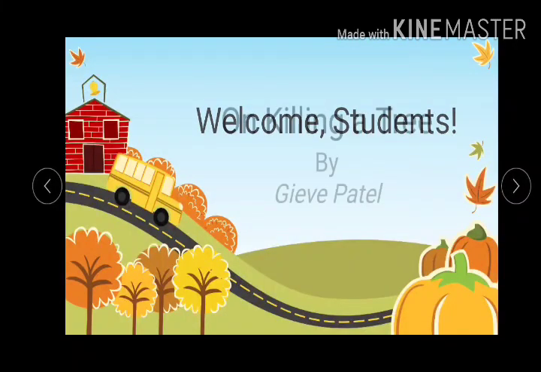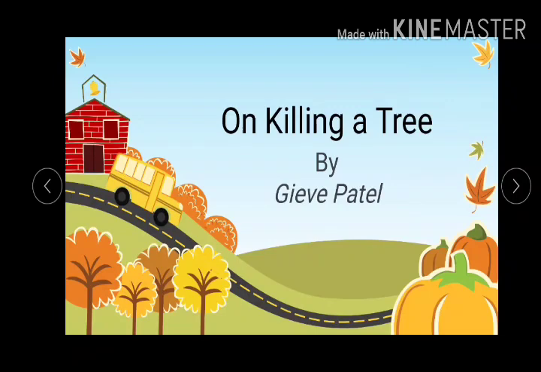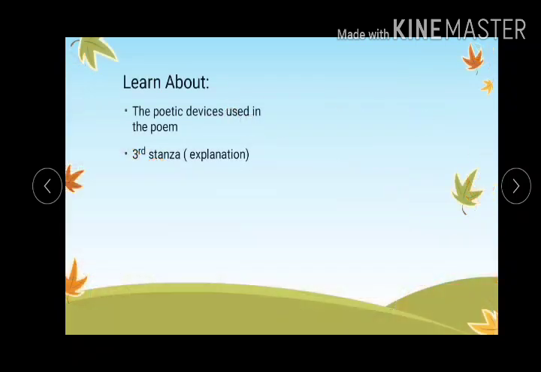Today we'll be doing the second part of On Killing a Tree by Jeev Patel. I hope that you remember that poem and you remember about Jeev Patel. So in the last class we had discussed the first and second stanza of the poem. So today I told you that we are going to learn about the poetic devices that are used in the poem, and also I'll give you the explanation for the third stanza.